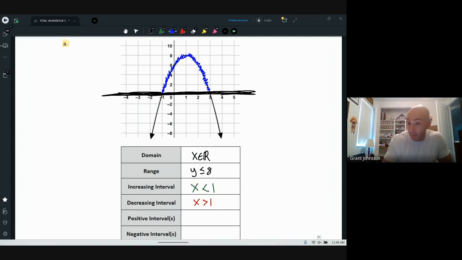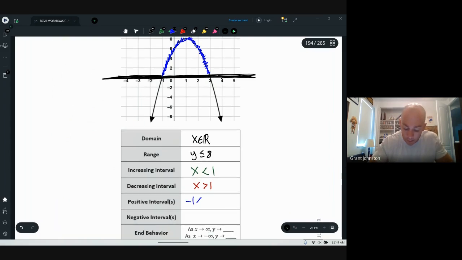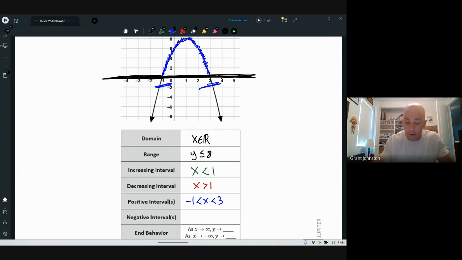Well, when is it above the x-axis? Between -1 and 3. So I'm going to write that as positive between -1 and 3. Okay, so I'm looking here, -1 and 3. That's when it's positive.